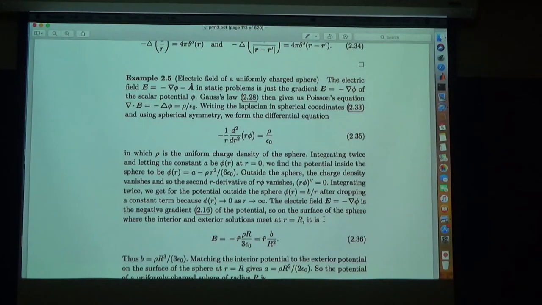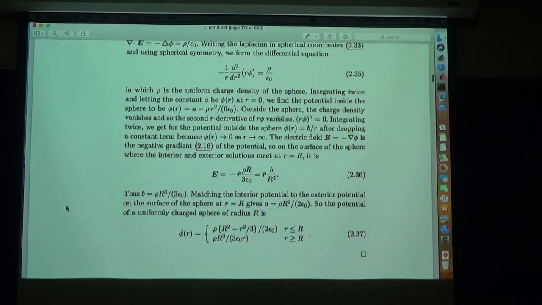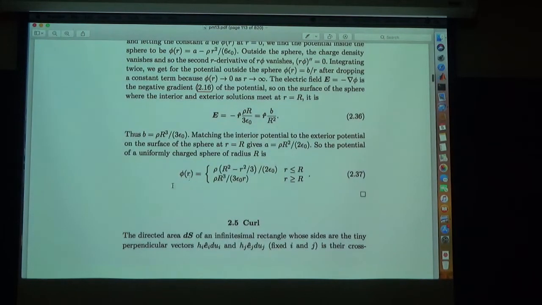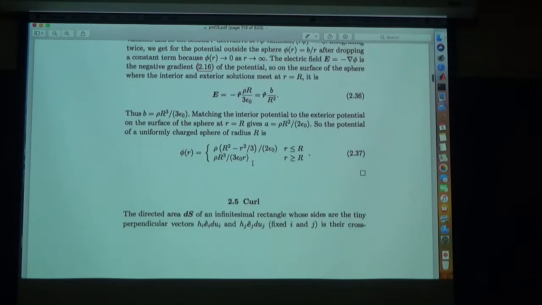So you integrate twice, all right, I've done that already. So the electric field then is the negative gradient of the potential. On the surface of the sphere, where the interior and exterior solutions meet, you match these boundary conditions. B is an arbitrary constant for the exterior, and A is, I guess, an arbitrary constant for the interior. And then you set B equal to rho R cubed over 3 epsilon 0. Anyway, you finish and you get our expression for the potential. It's a Coulomb field outside. Inside, it's a constant minus a quadratic term.